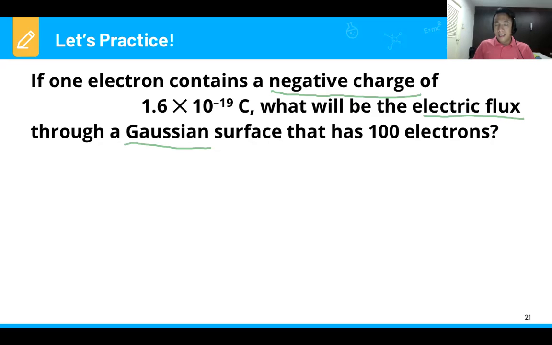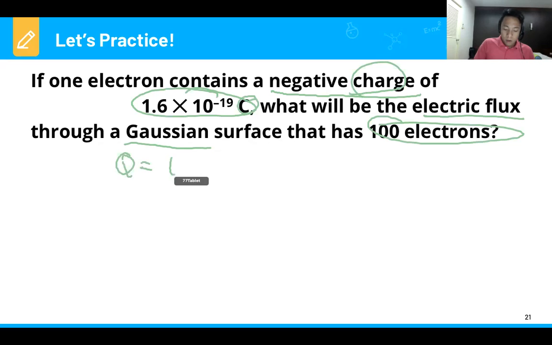Okay, if we find the given values inside our problem, we can see two. If we have coulomb, this is charge, so that automatically will be the Q. It's 1.6 by 10 raised to negative 19 coulombs. Remember, this one is negative.